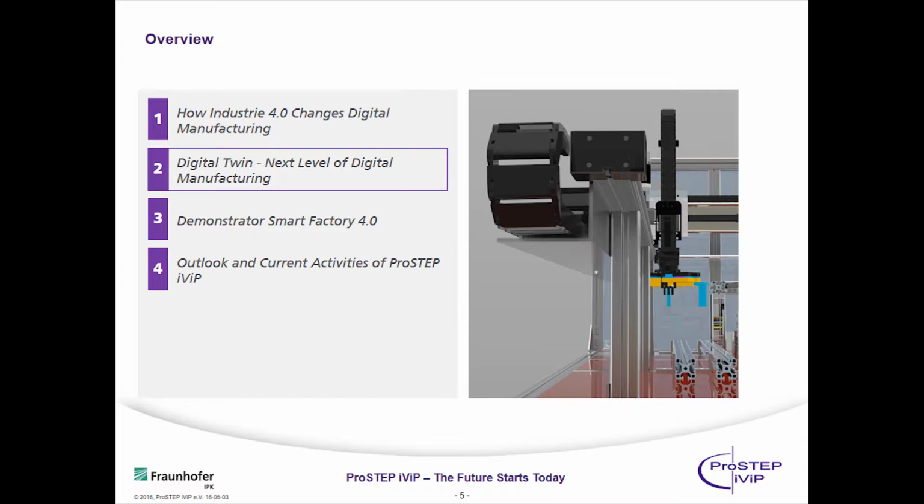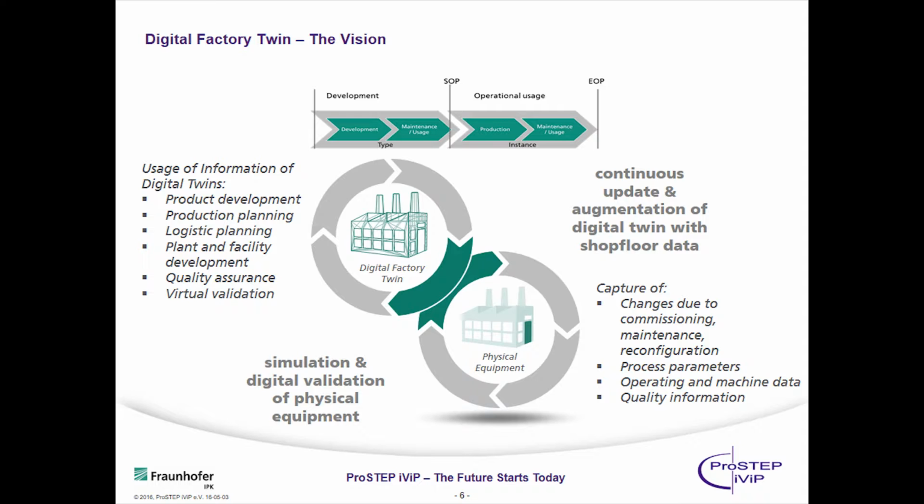So now let's have a more detailed look on the concept of digital twins. This slide shows our vision of the digital factory twin. On the left-hand side, this is where all the digital models are developed. This phase reaches from the development phase up to the point of start of production. We are using the models and the information of the digital twin for the product development, for the production planning, logistics planning, plant and facility development, quality assurance, and the virtual validation as well.